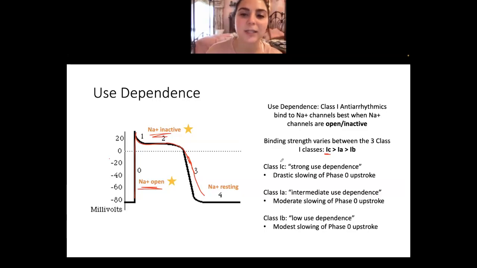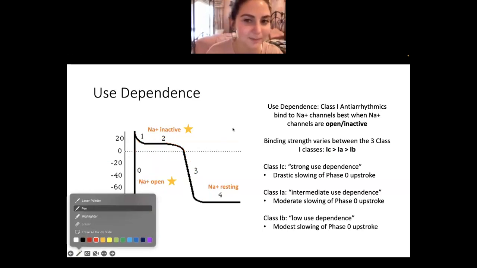But since class 1Cs have very strong use dependence, you can imagine the upstroke of phase 0, because remember, all of them are going to look slanted. It's going to be very drastically slanted if you give a 1C versus a 1A. It's going to be less slanted because it's intermediate use dependence. So there's going to be a more moderate slope compared to this very drastic slope with a 1C.